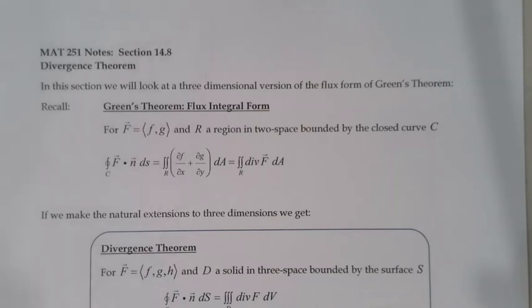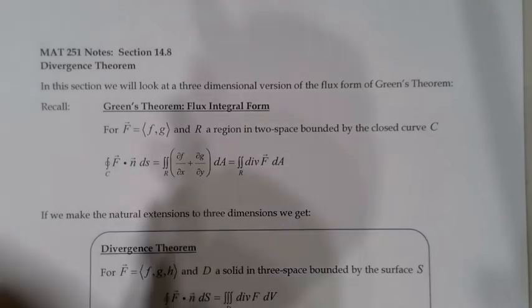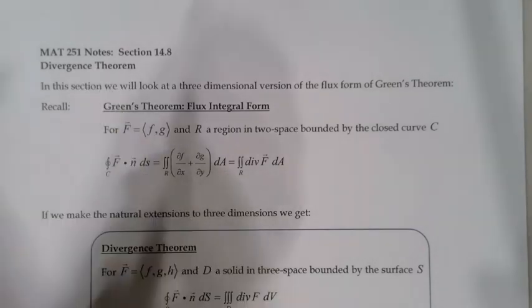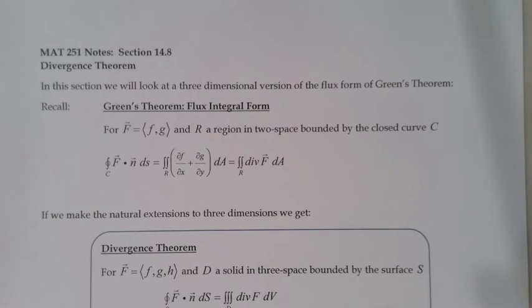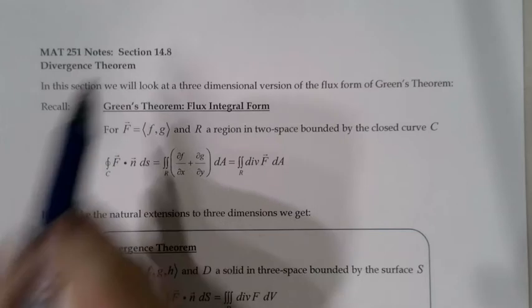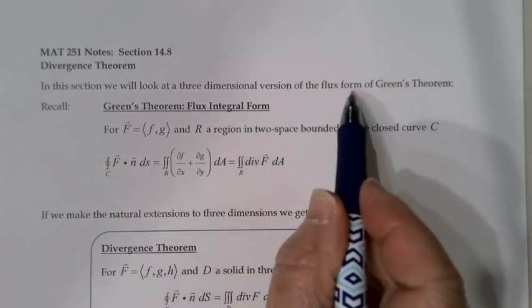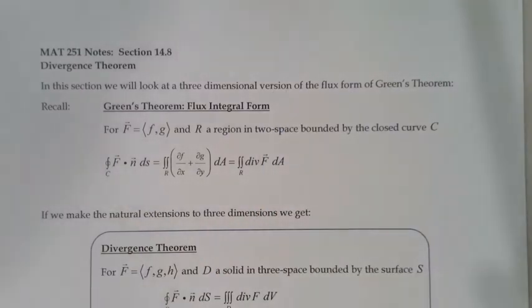All right, we've arrived at section 14.8, the last section of the chapter and the last section of the book. We are now going to look at what's called the divergence theorem. We just finished Stokes' theorem, which was the three-dimensional version of Green's theorem in the circulation form. The divergence theorem is simply the three-dimensional version of the flux form for Green's theorem.